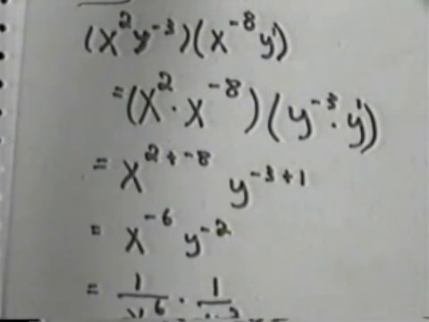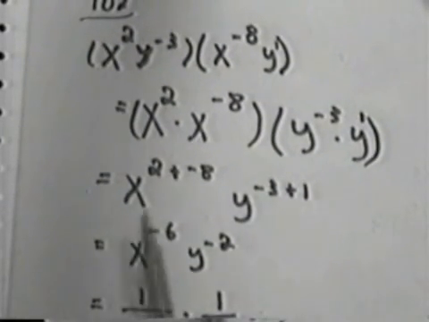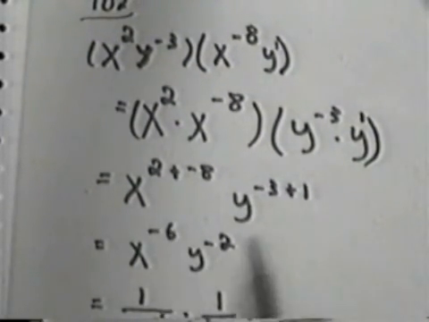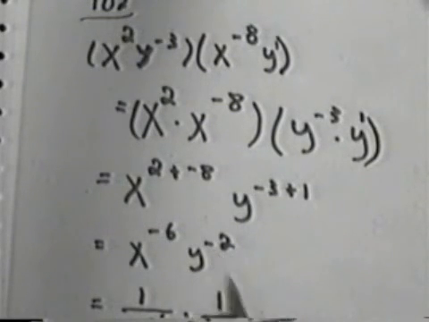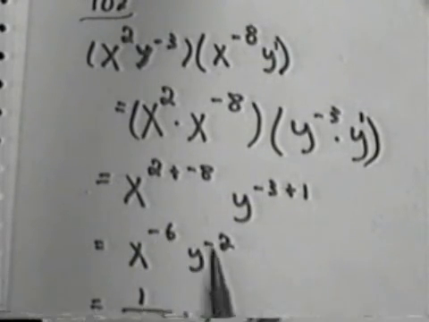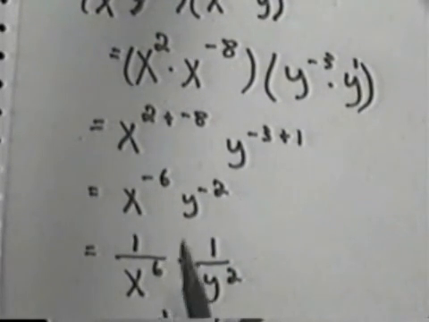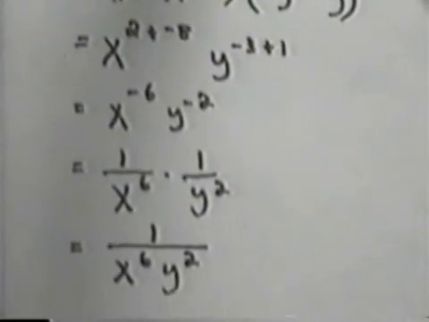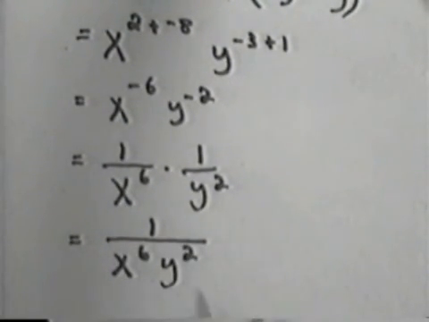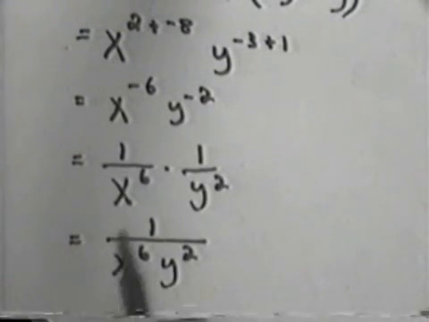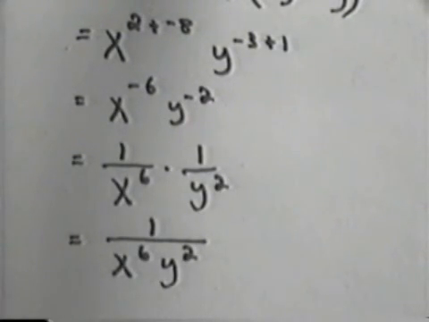And now simply finishing it, we have 2 plus a negative 8 is negative 6, and negative 3 plus 1 is negative 2. Now remember from yesterday's lesson, a negative exponent tells you to take the reciprocal of the base. So x to the negative 6 is 1 over x to the 6th. Y to the negative 2 is 1 over y squared. Now multiplying, I finally get the answer as 1 over x to the 6th y squared. 1 times 1 is 1. X to the 6th times y squared is x to the 6th y squared. Since these bases are different, I cannot simplify further.